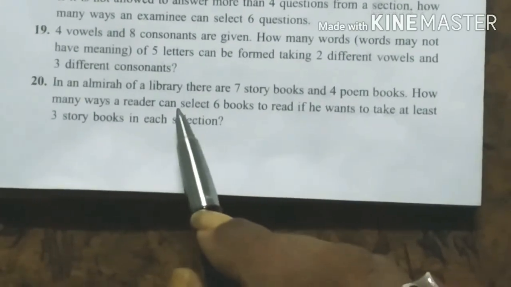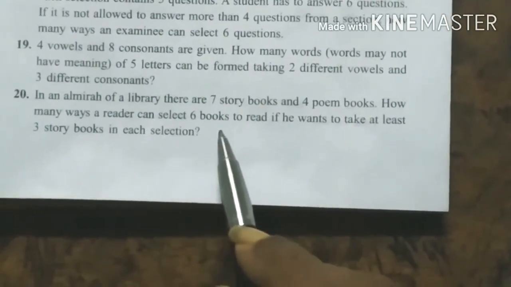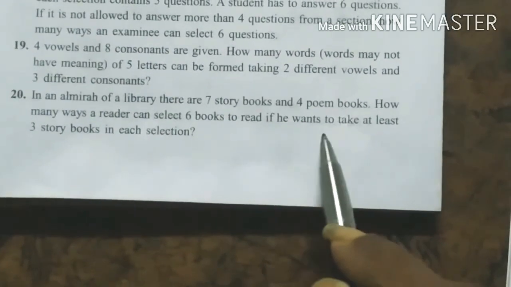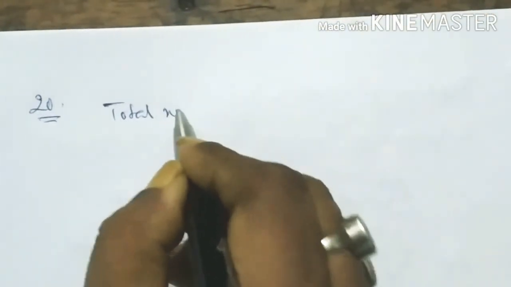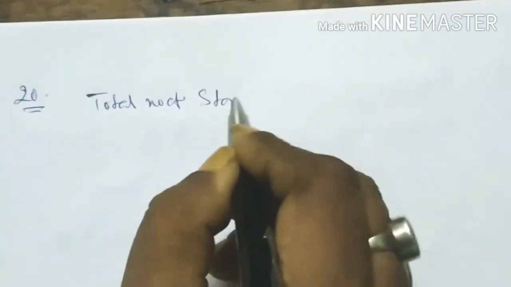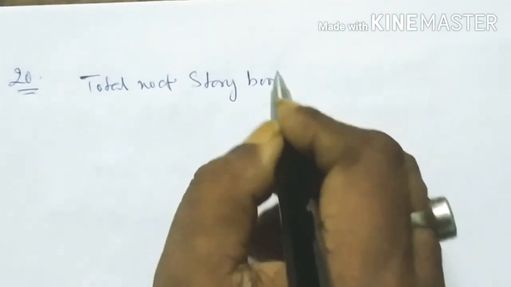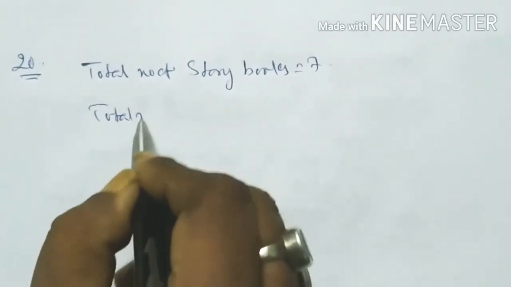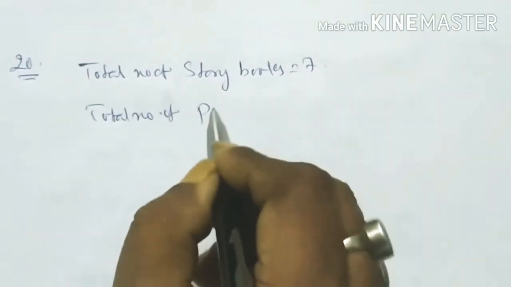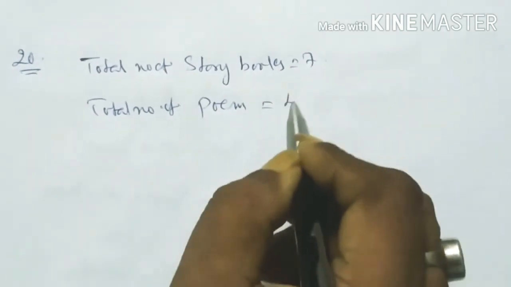Question number 20. In an almirah of a library, there are 7 story books and 4 poem books. How many ways can a reader select 6 books to read if he wants to take at least 3 story books at a time? That means the total number of story books is equal to 7, and the total number of poem books is equal to 4.